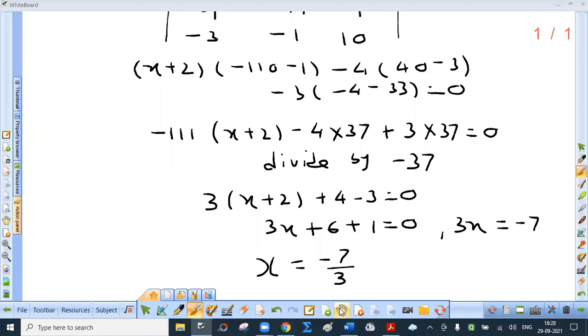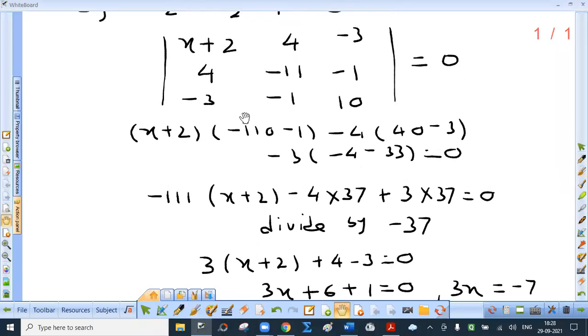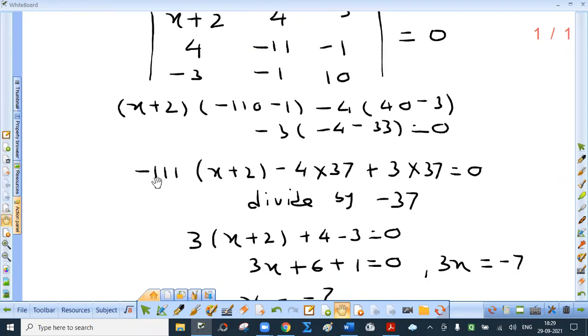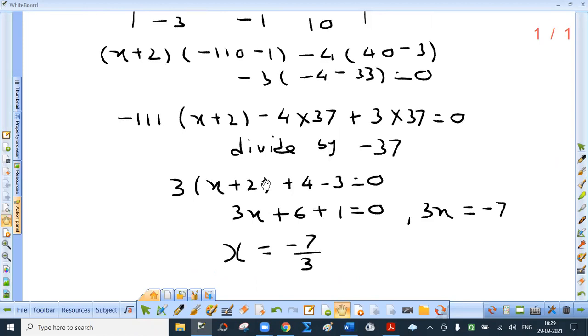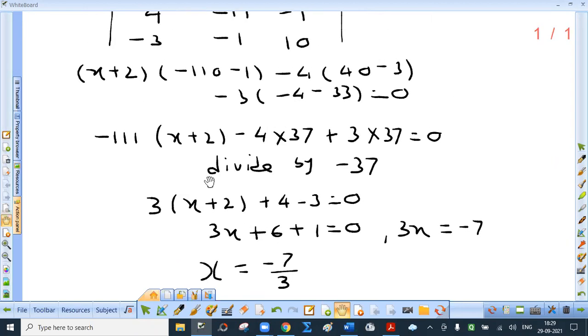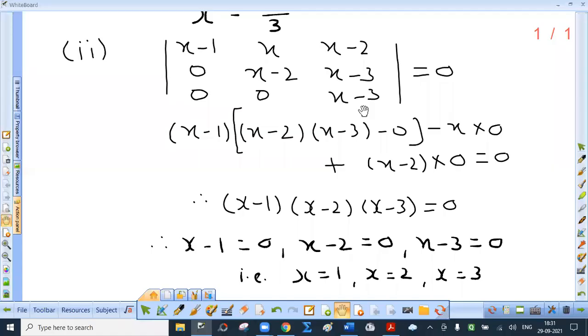So x plus 2 into what? Minus 110. Don't say plus 1 because this product plus 1 is to be deducted. You have to be very careful while expanding. You will notice that 111 is multiple of 37. So why not to divide by minus 37? To get this, open the brackets to get final answer as minus 7 by 3.